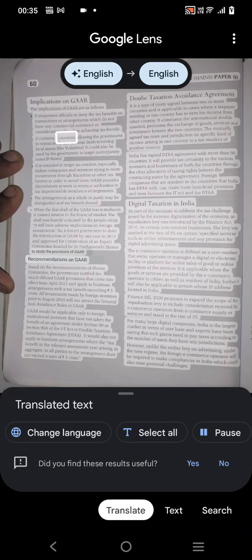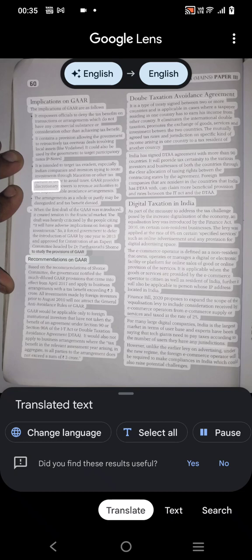It contains a provision allowing the government to retroactively tax overseas deals involving local assets, like Vodafone. It could also be used by the government to target participatory notes, P-notes. It is intended to target tax evaders, especially Indian companies and investors trying to route investments through Mauritius or other tax havens in order to avoid taxes.